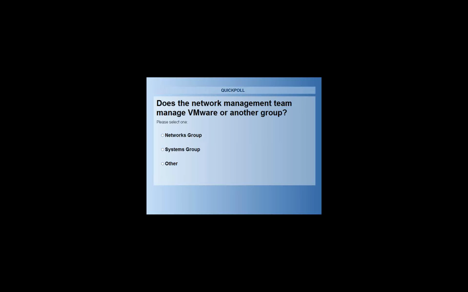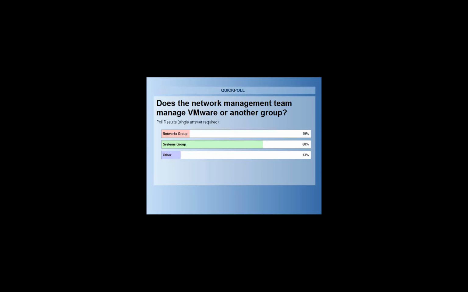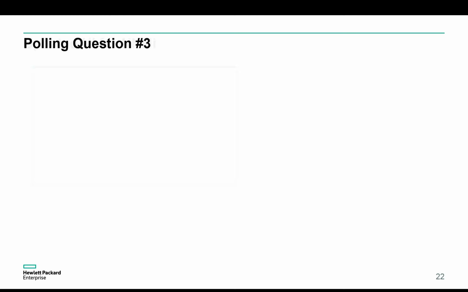Okay, thanks, Sri. The results: does the network management team manage VMware or another group? The answer is the network group is 19%, systems group 68%, other 13%. Okay, and I think that matches what we're expecting, what we're hearing from a lot of our clients.